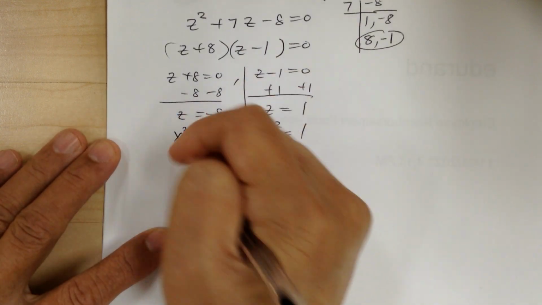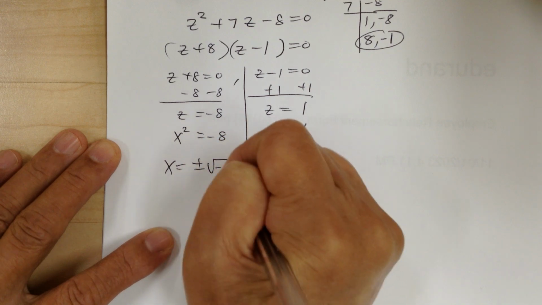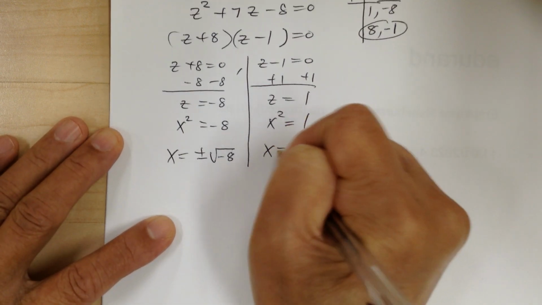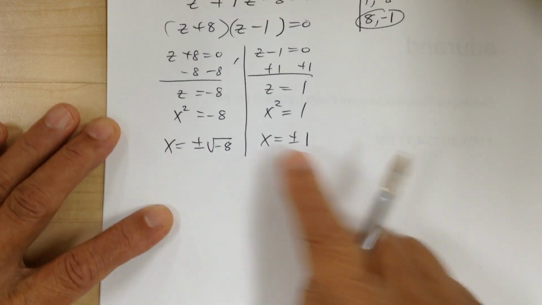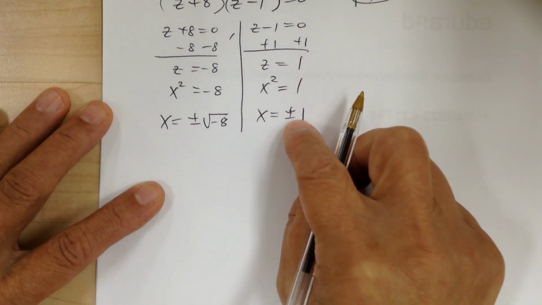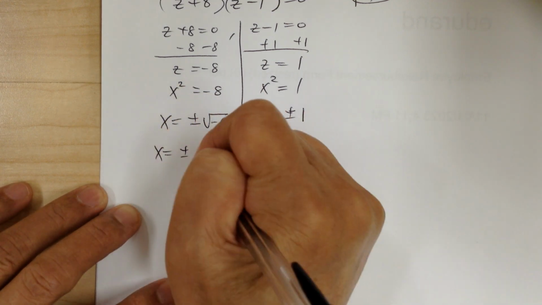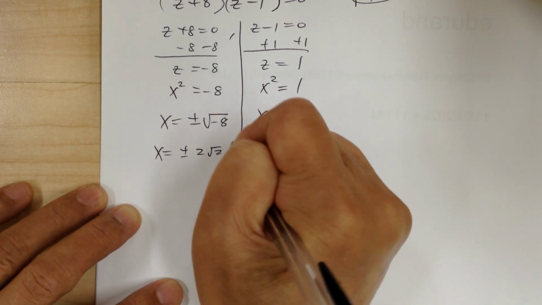Then you take the square root on both sides. So you get x equal to plus or minus square root of negative 8, and for this one you get x equal to plus or minus 1. You can take the square root on both sides, and remember to get plus or minus. Then you have to simplify that. So x equal to plus or minus 2 square root of 2i.